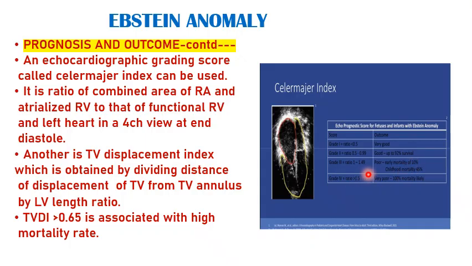In grade 3, it is 1 to 1.49, and there is almost poor prognosis. In grade 4, it is more than 1.5, and there is 100% mortality rate. Another indicator is the tricuspid valve displacement index, which is obtained by dividing the distance of displacement of the tricuspid valve from the tricuspid valve annulus by the left ventricle length ratio. A tricuspid valve displacement index more than 0.65 is associated with high mortality rate.